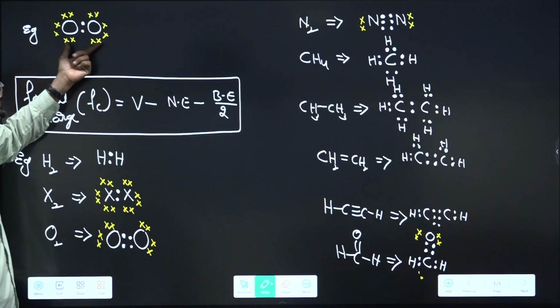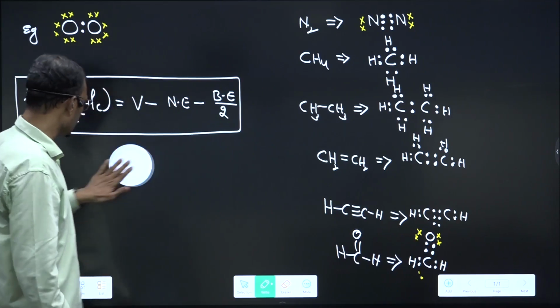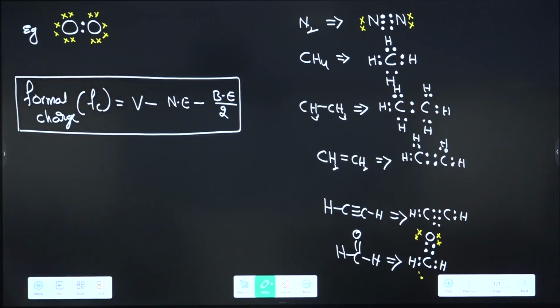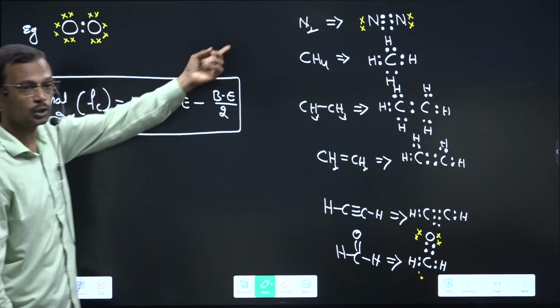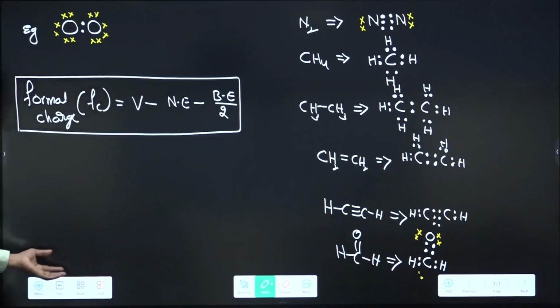So after taking this, leave some space, then write down formal charge. First you write the definition, then write the abbreviations definitely. O2, 2 bonds are present. Already that I have given. Here one example I have given. First H2 I gave, then X2 I gave, then O2 I gave, then N2 I gave. Between two oxygens how many electrons are there? 4 electrons. These are different examples.